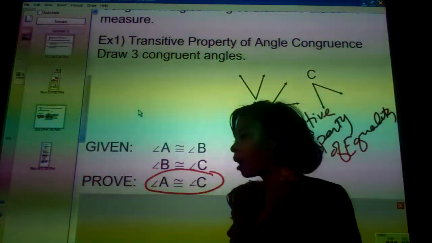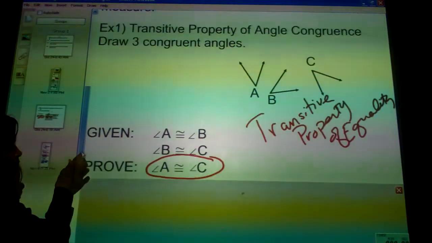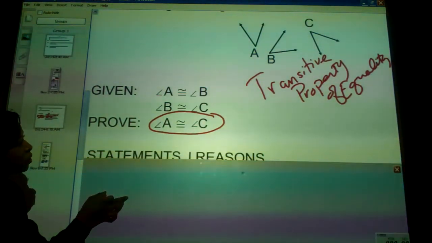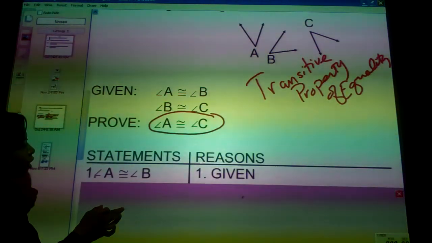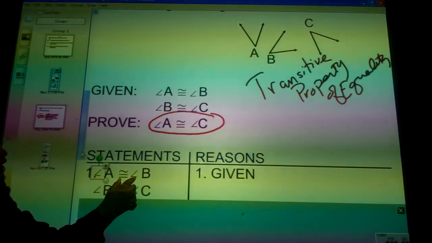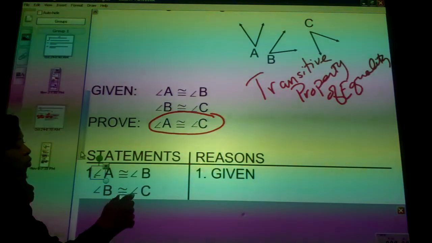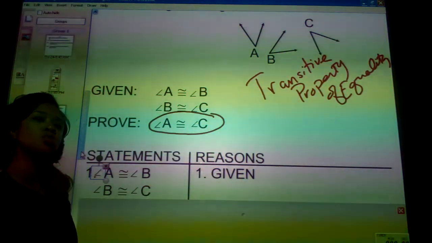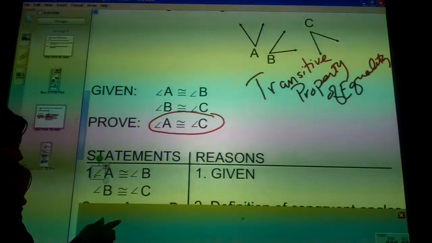So now I begin my 2-column proof. Remember, you can write this in paragraph form. Here it is. My statements on the left, the reasons on the right. Here's the first thing. I have angle A is congruent to angle B. Angle B is congruent to angle C. Both of those things were given. So again, usually the given is number 1.